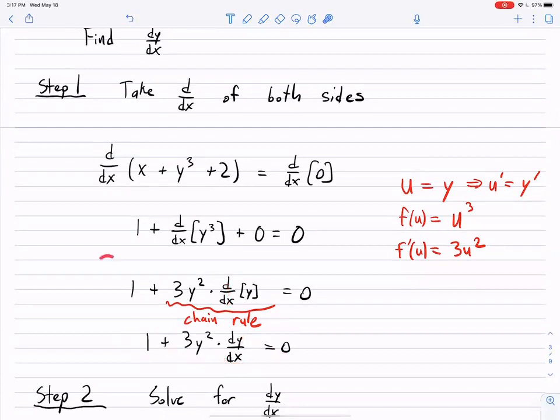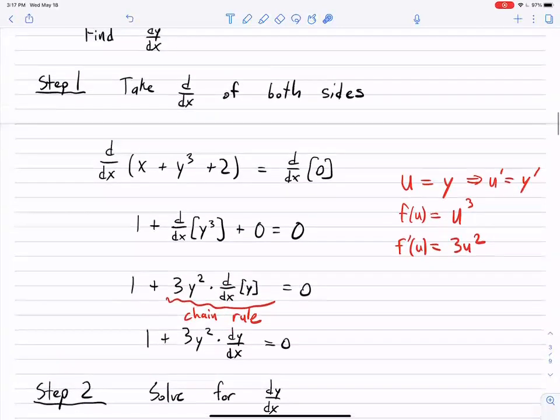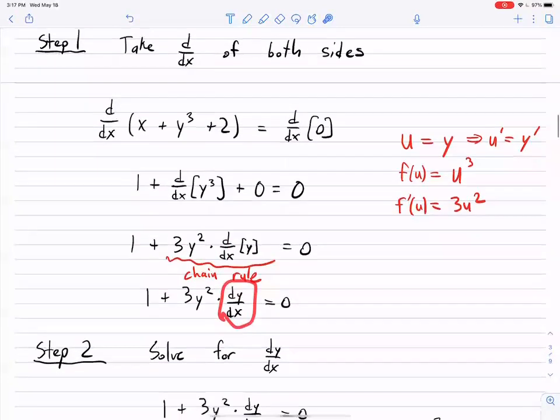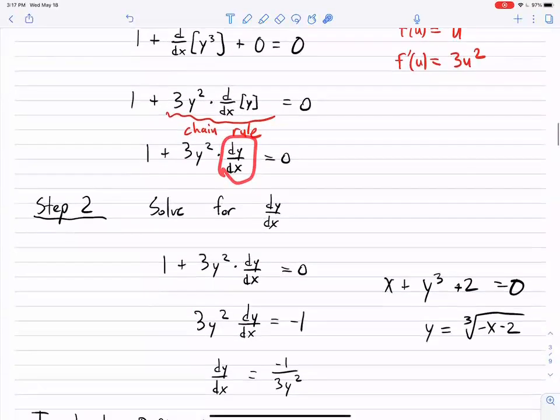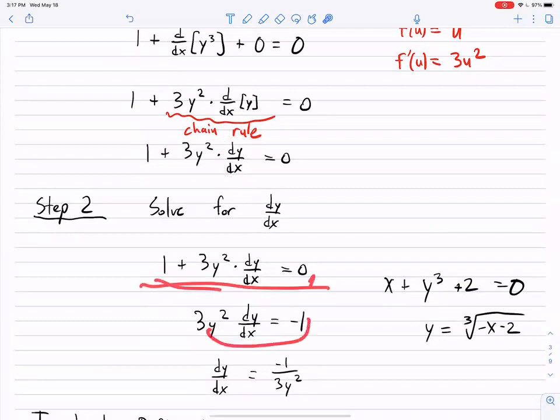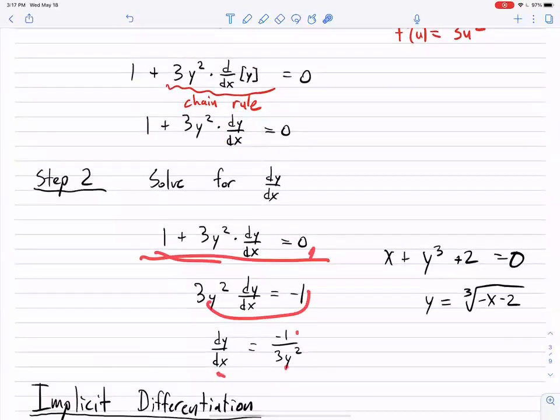So take the derivative of both sides with respect to x, and we can treat y just like an x, right? This is what it would be if we just treat it like an x, but then you just need to remember to multiply by the dy dx. Then the final step is we want to solve for dy dx, and the way we do that is just some simple algebra, right? We can just solve for dy dx, subtract 1 over, then divide by 3y squared. So you get dy dx is -1 over 3y squared.